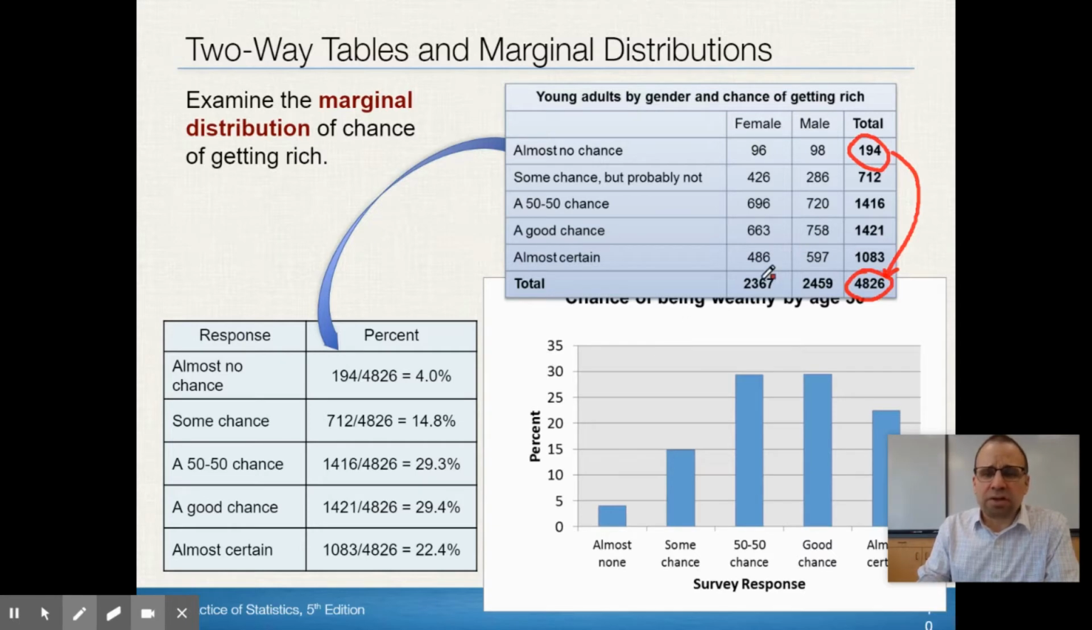I could also do a marginal distribution of females. What's the marginal distribution? What percent of females were in this study? So I could look at it either way. So marginal distribution, you're taking any one of these numbers in the margin and you're dividing by the grand total. So you're only using these totals.